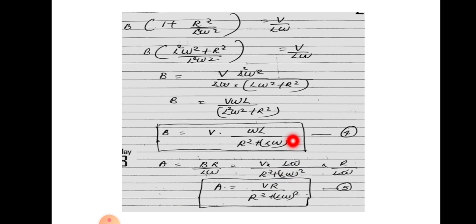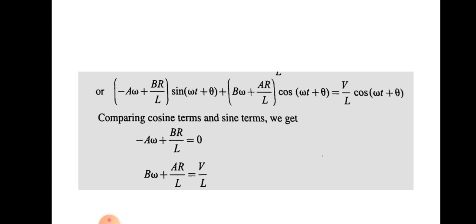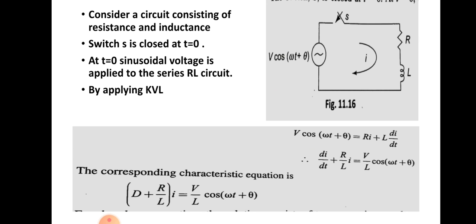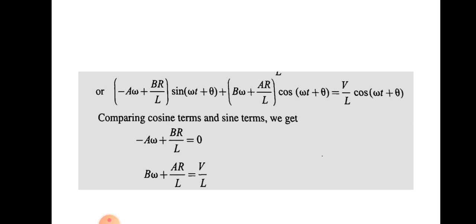So we got the value of a and b. So we can substitute the values of a and b in the equation for the particular function IP. So we will get IP dash. We know that IP dash has an equation. What is the equation for IP dash? IP dash equals minus a omega sin(omega t plus theta) plus b omega cos(omega t plus theta). Here, instead of a and b, we can write the values that we have found now.